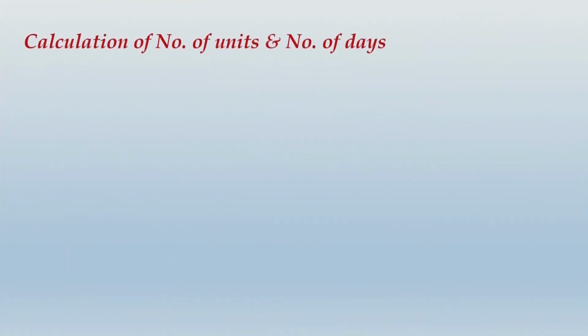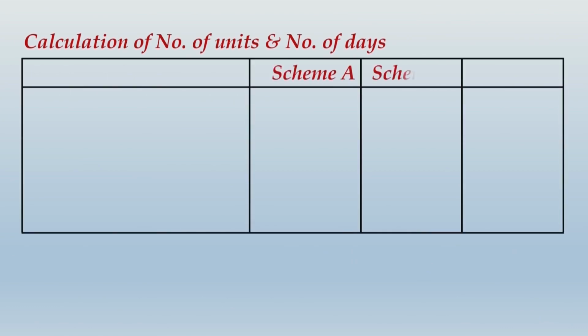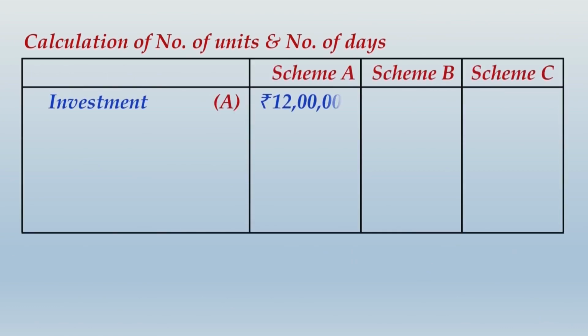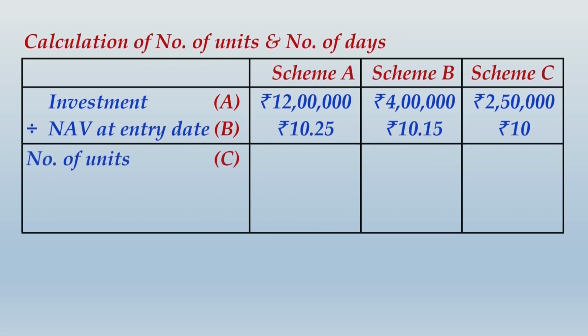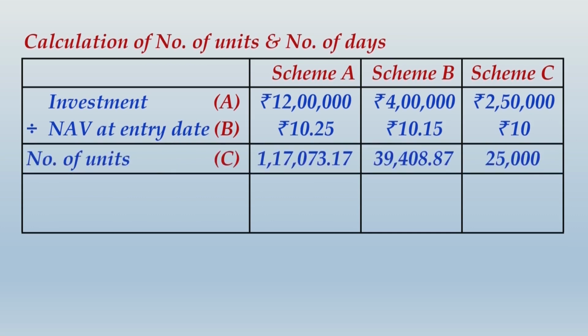So first you do one thing, you calculate the number of units and number of days. So amount invested in each of the scheme and the NAV at the entry date. When you consider these two factors, you will be able to identify the number of units that you have purchased. Let me remind you one thing, that mutual fund units can be purchased in fractional quantity also. So don't ever try to round off these number of units, and in fact question has mentioned very clearly that show calculations in 2 decimal points. And let me tell you this thing very clearly, mutual fund units practically can be purchased in fractional quantity.